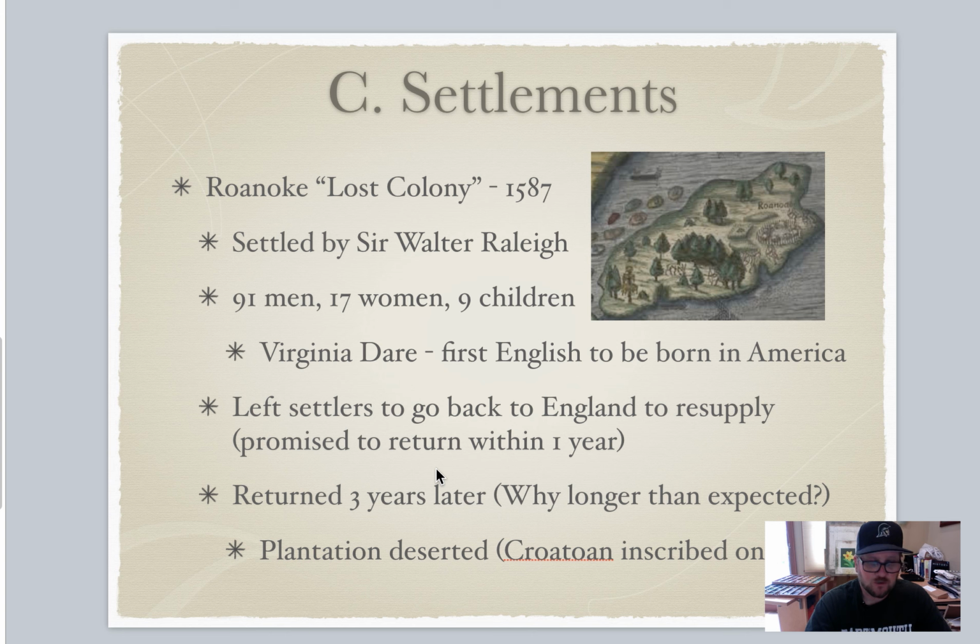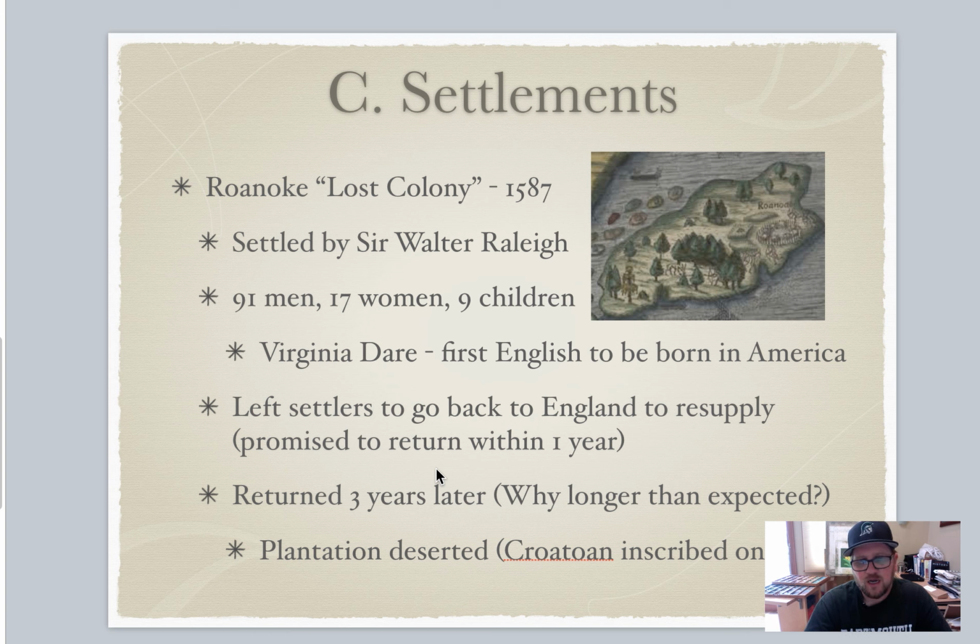And what happens is there's a war between Spain and England. And during this war, the English government calls all merchant ships and all vessels to be taken by the British Navy and then used in this war. And of course, they won't be able to come back. And so it's going to take 3 years to be able to come back. By that time, when they get back to the settlement, everyone's gone. It's deserted. Nothing's there.